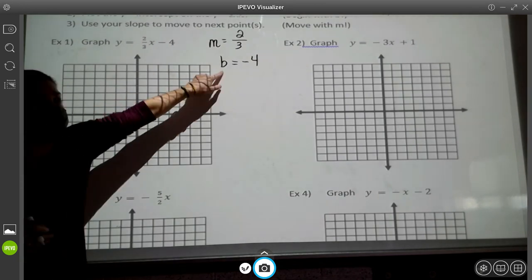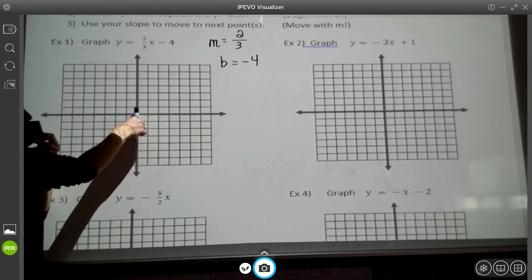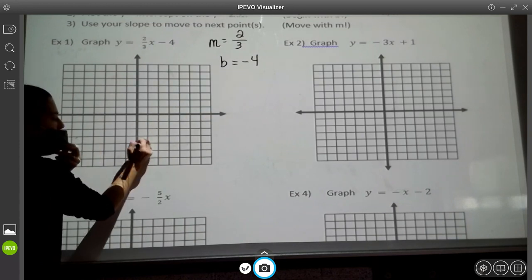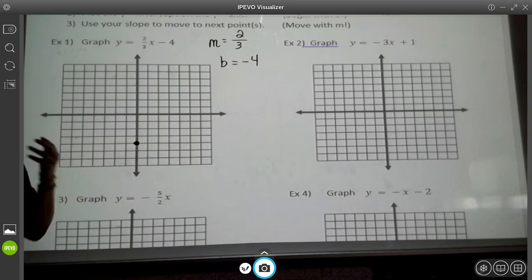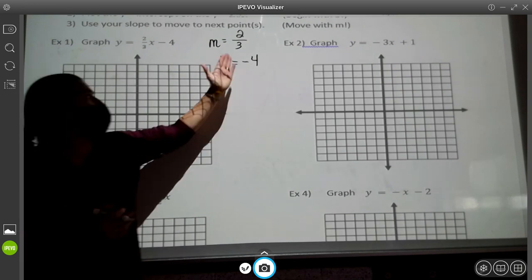Okay? So first, you plot the y-intercept. You put him directly on your y-axis. So guys, the y-axis, you can either go up or down. It's negative, so go down 4 and put a dot. That's where your first point on this line is going to be. Now you use your slope to move to the other points.